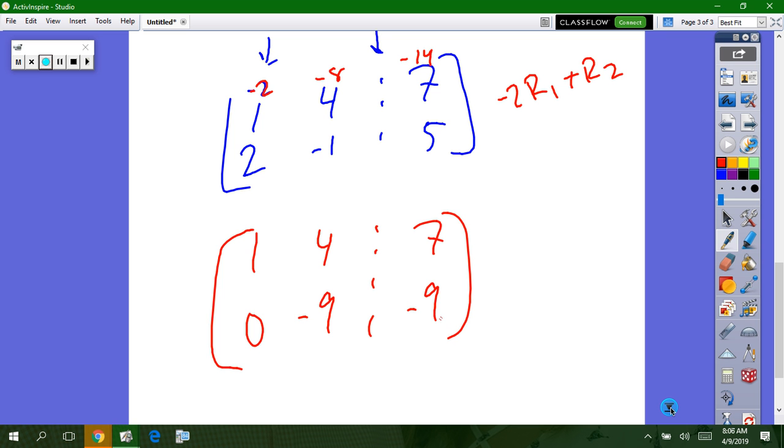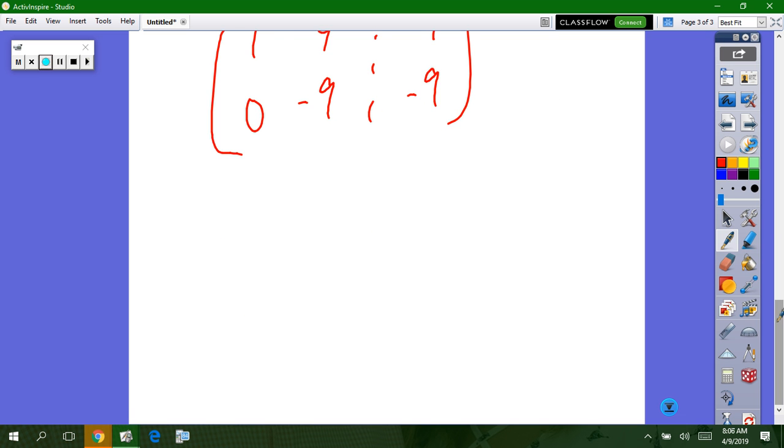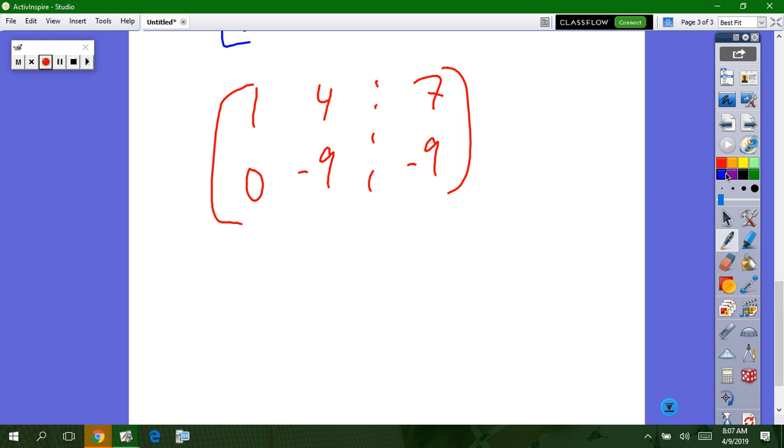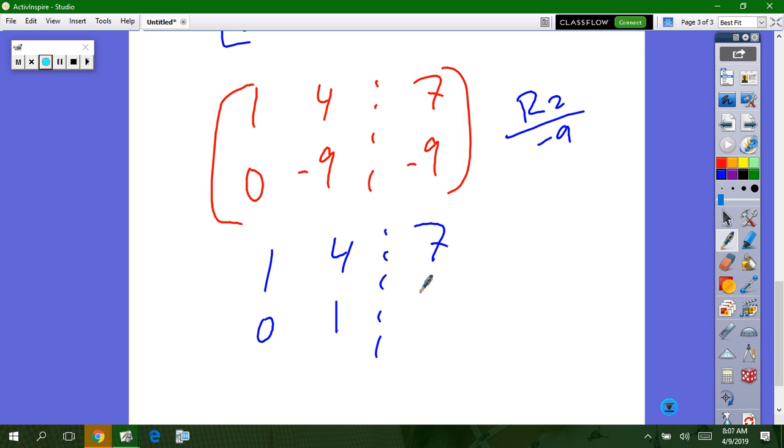Okay, so with that being said, how do you guys think I get to a 1? I'm going to take row 2 and divide it by -9. I have 1, 4, 7, because I didn't do anything to that row, did I? 0 divided by -9 is still 0, and that's the reason we want that to be 0 before I go to the 1, because that'll never change. Does that make sense? -9 divided by -9 is 1. -9 divided by -9 is 1.